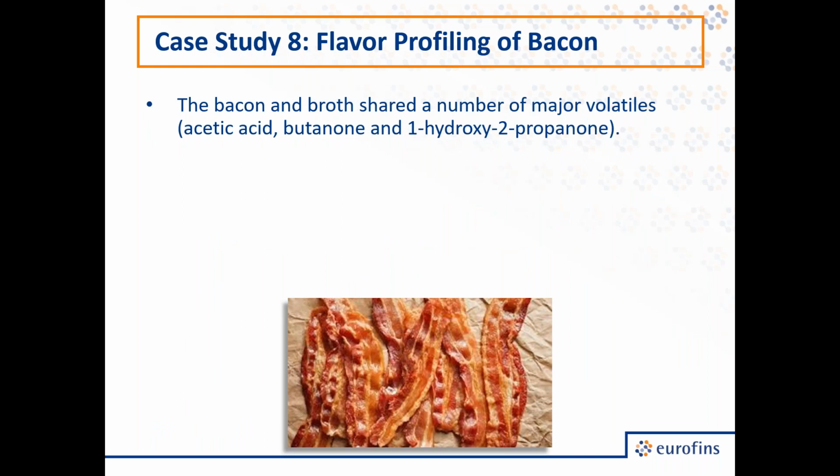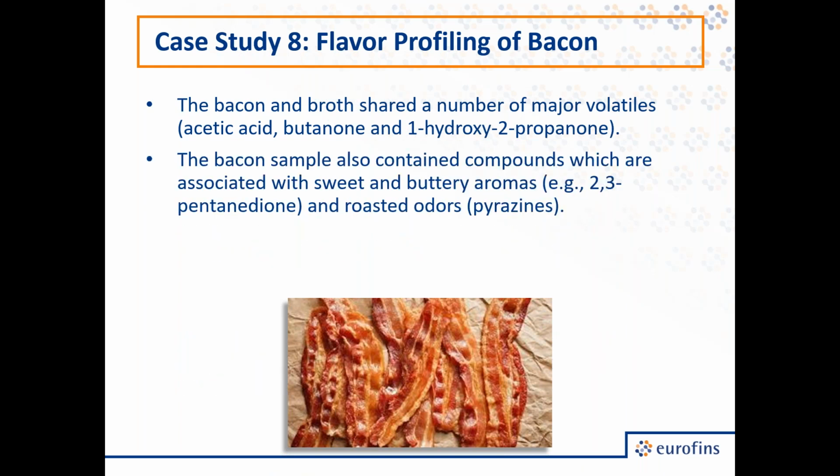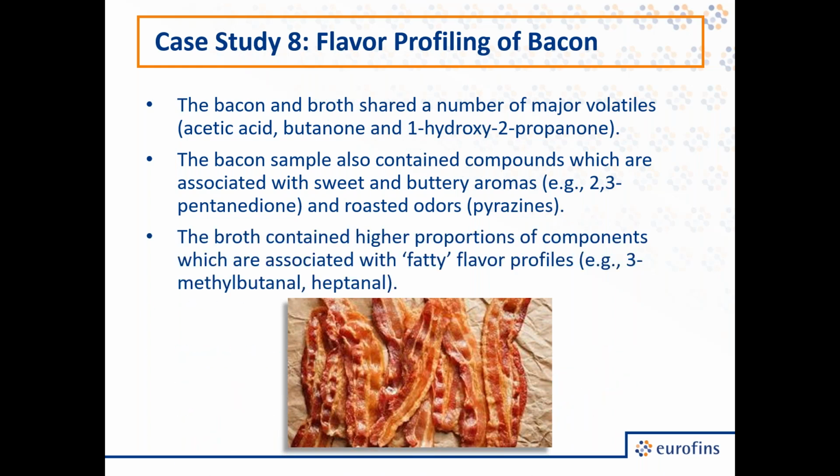So the bacon and broth did share a number of volatiles. As I said, this included things such as acetic acid, butanone, and 1-hydroxy-2-propanone. But we also saw many differences, including more sweet and buttery aromas and roasted odor compounds in our bacon sample, along with higher proportions of components that are known for having fatty flavor profiles in our broth. So in this case, we identified many different profile differences, and this just helps our client to understand why this broth that they had created from the bacon wasn't really incorporating the actual bacon aroma.